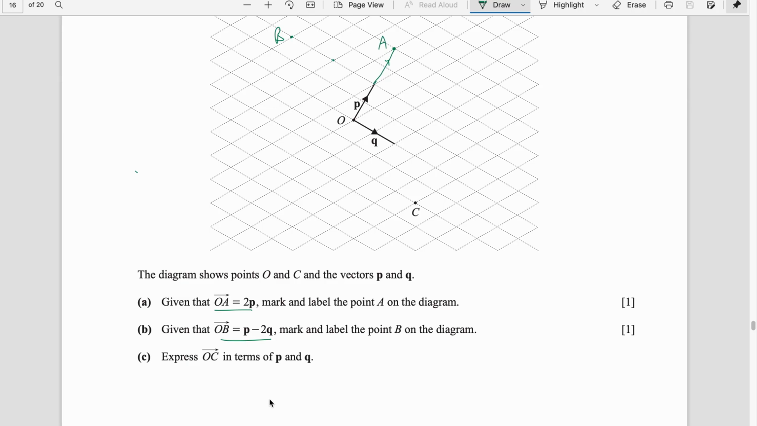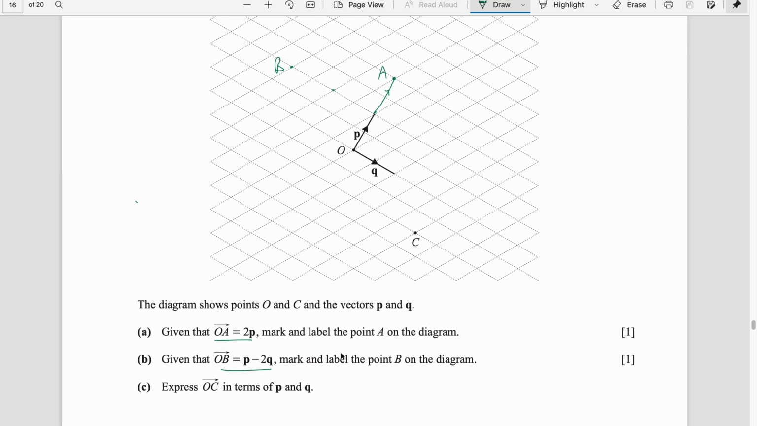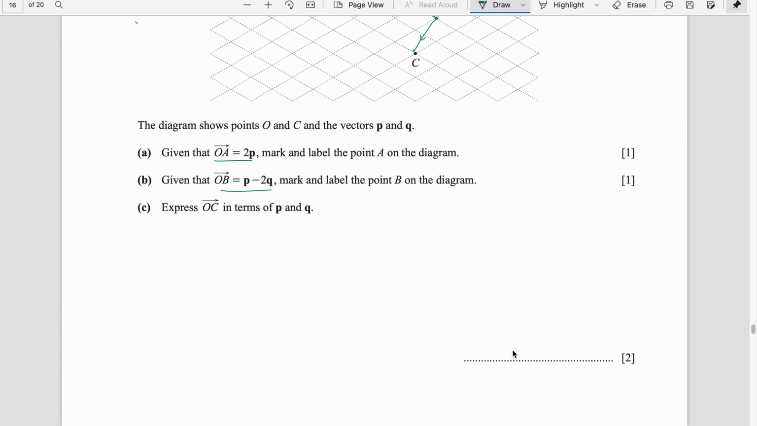C part says express OC in terms of P and Q. So I can see P right here. So I'm moving from O. This is 1Q. Move another step. This is again Q, and I can pretty much compare that this should equal P. And on the other side, this is actually minus P. So 2Q minus P. That is OC.